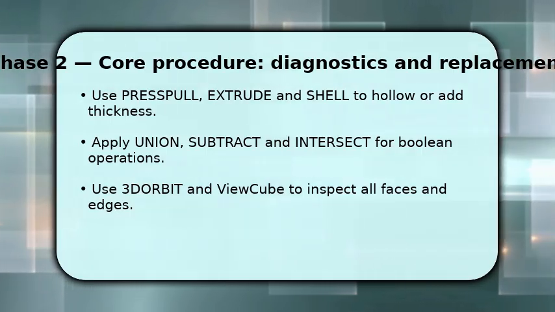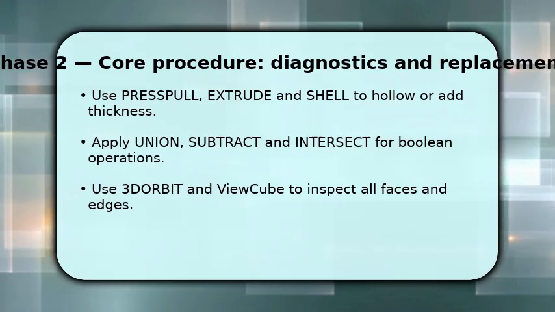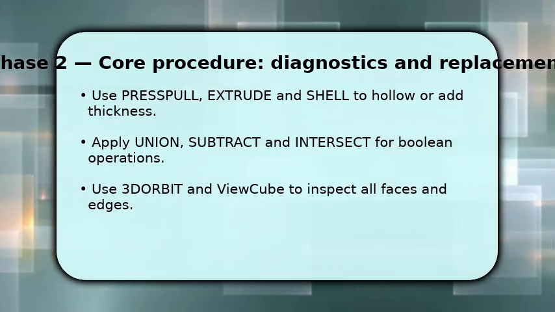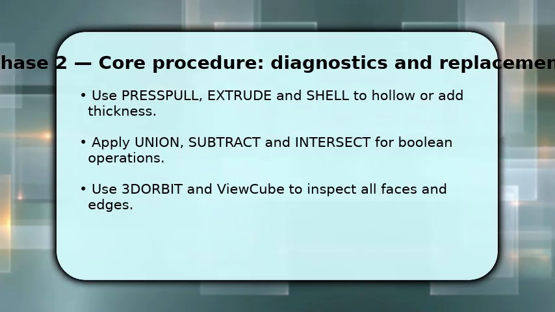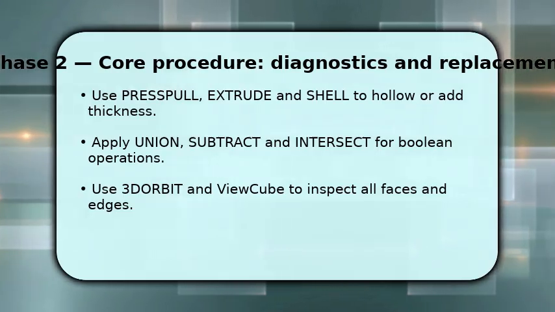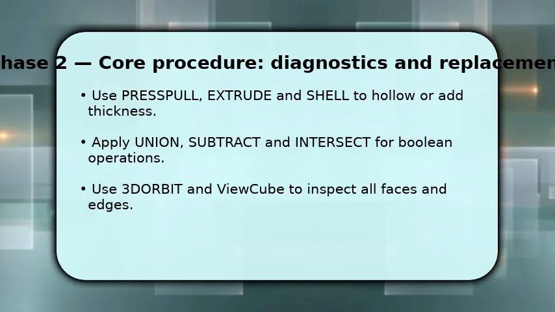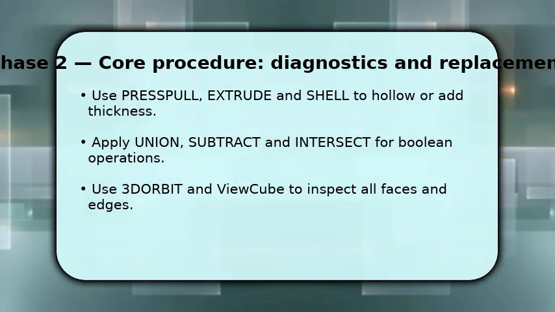Intersect gives complex overlaps. Make sure to frequently rotate the model with 3DOrbit and the view cube, because visual inspection catches misaligned faces. Also use edge fillet and chamfer commands to finish transitions where needed.